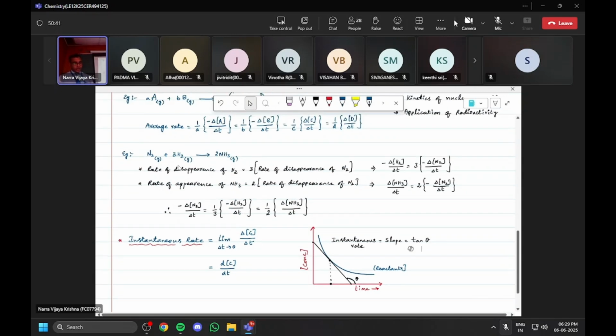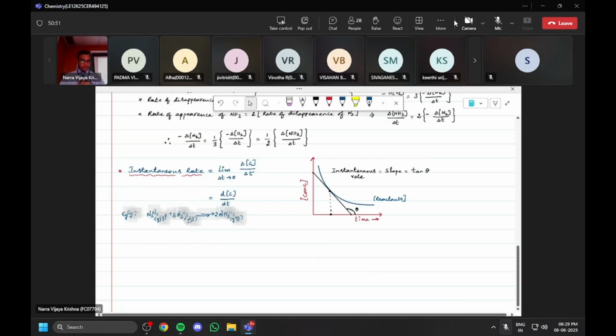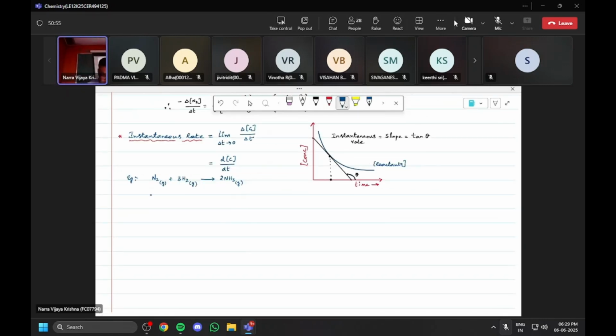Now the same reaction I am writing. Then what will be instantaneous rate for this? Same example I am taking. For this example, what is instantaneous rate? Response, sir. What is instantaneous rate now? Minus dN2 by dt is equal to 1 by 3 minus d of H2 upon dt equal to 1 by 2 d NH3 by dt. Correct, sir? Any questions in this? Right?